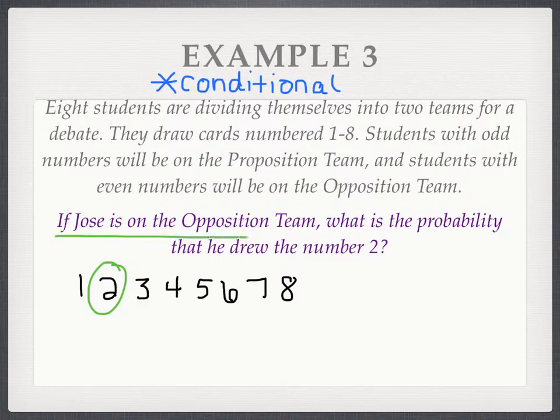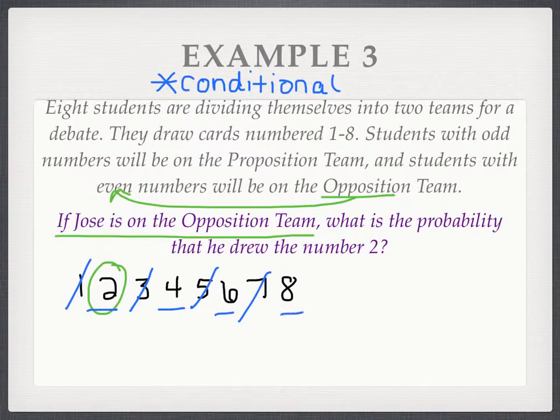So here's where the conditional comes in. We already know that he is on the opposition team. And if he's on the opposition team, he must have had an even number. So we assume that that piece of it already happened, which means that he couldn't have any of these odd numbers. Now I only have 4 choices left instead of 8. So instead of a probability of 1 out of 8, the probability actually becomes 1 out of 4. Because we know he had to have 2, 4, 6, or 8 to be on that opposition team.